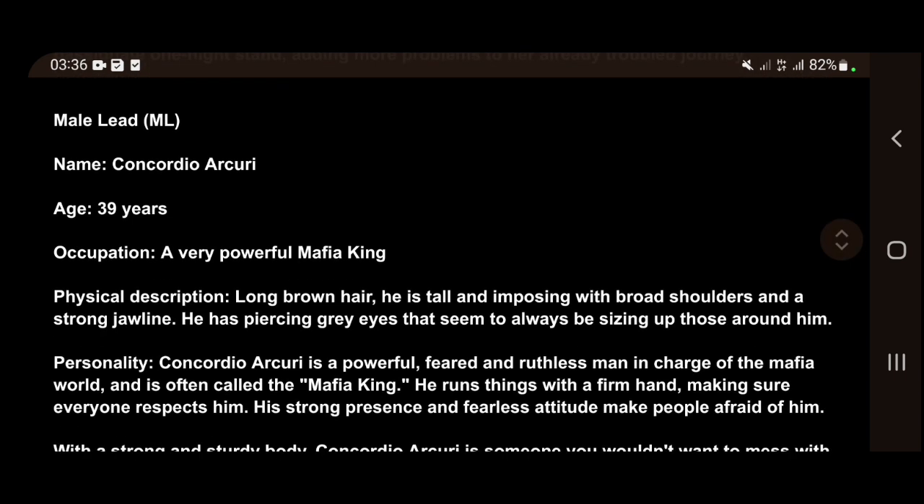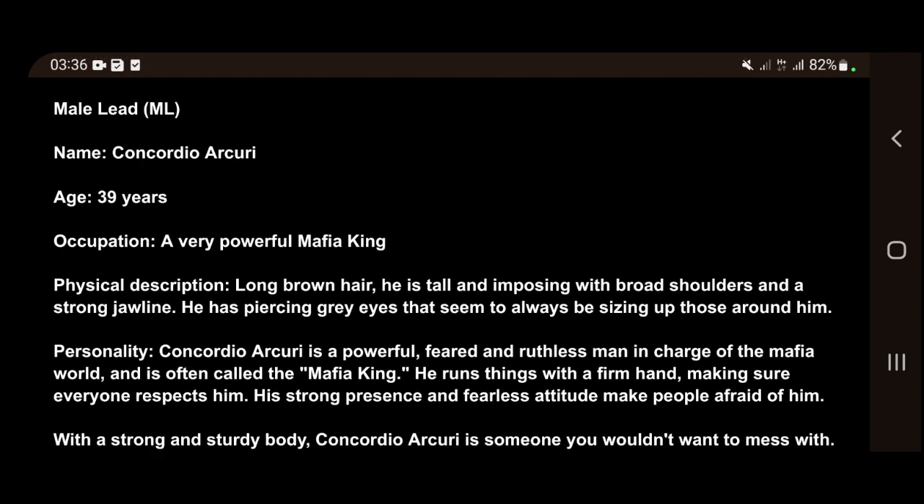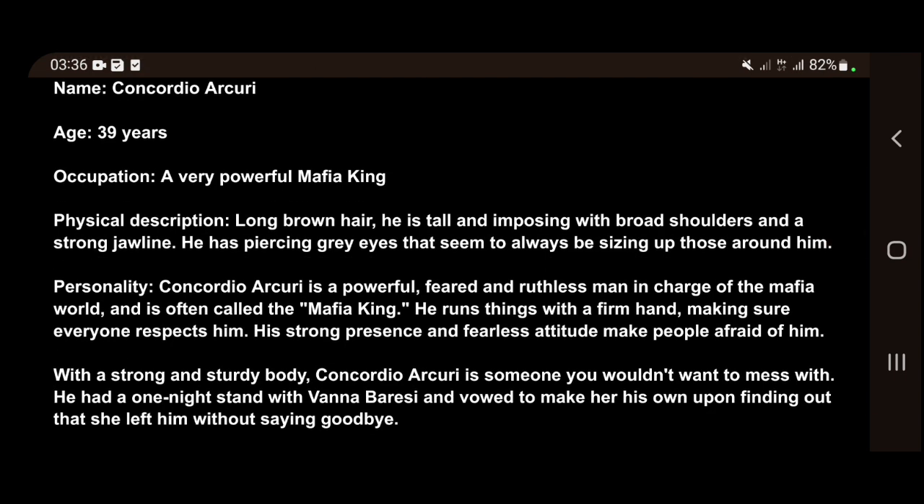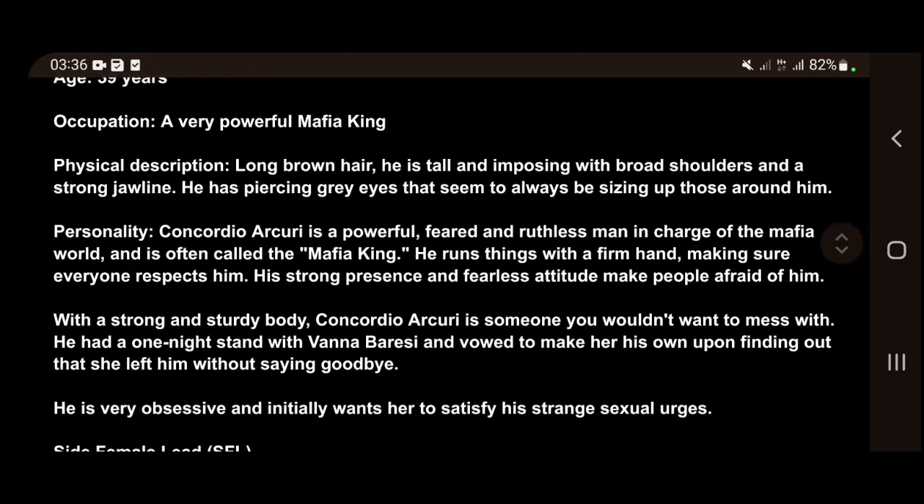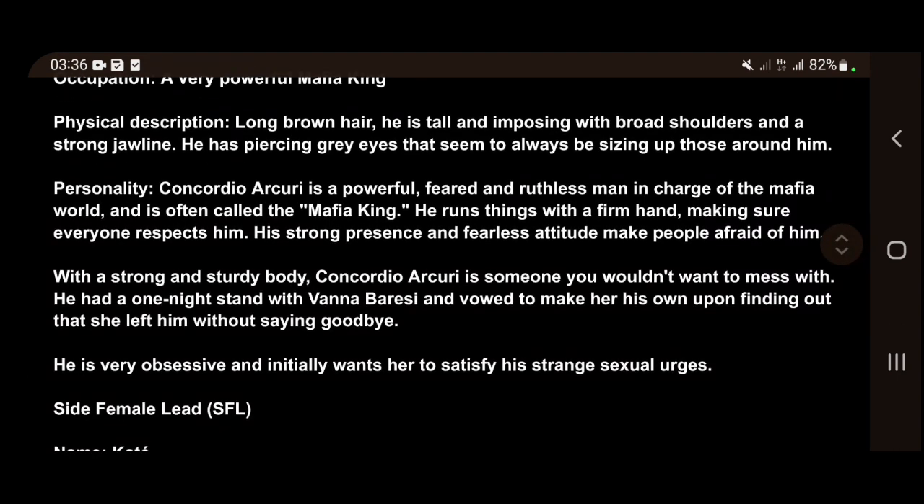Okay, so the male lead, named Kokodio Akuri, age 39 years, occupation: a very powerful Mafia king. Physical description: long brown hair, he is tall and imposing with broad shoulders and a very strong jawline. He has piercing grey eyes that seem to always be sizing up those around him.